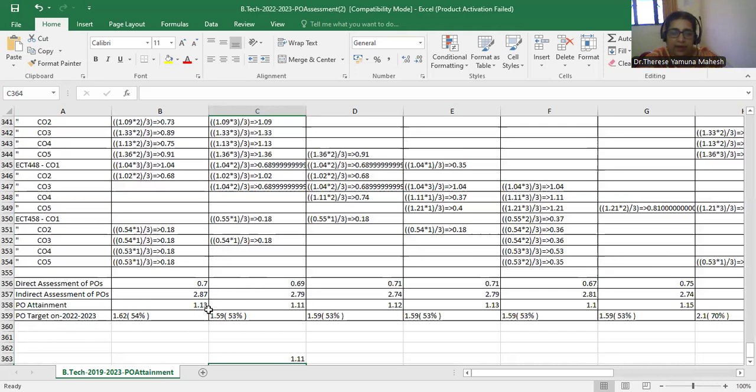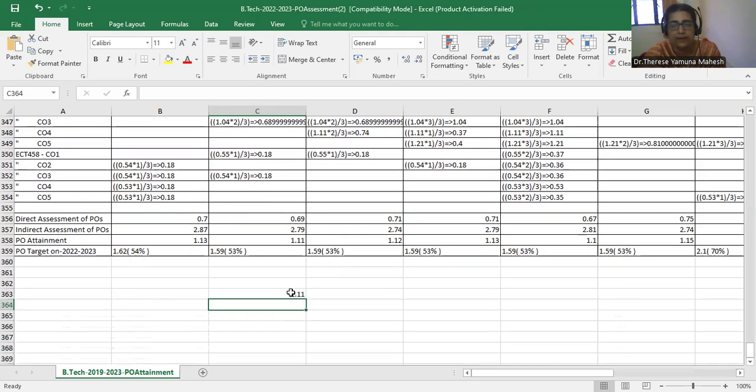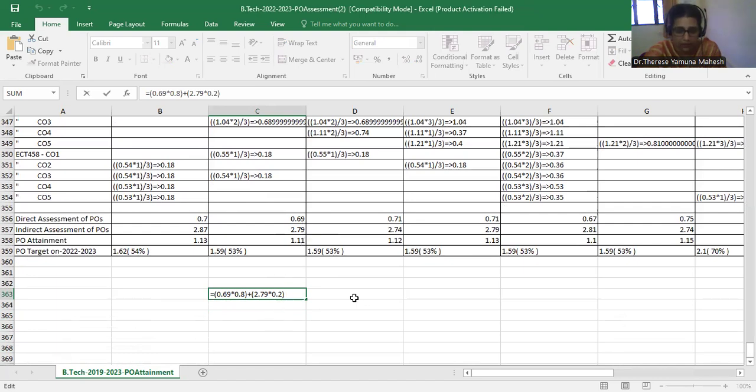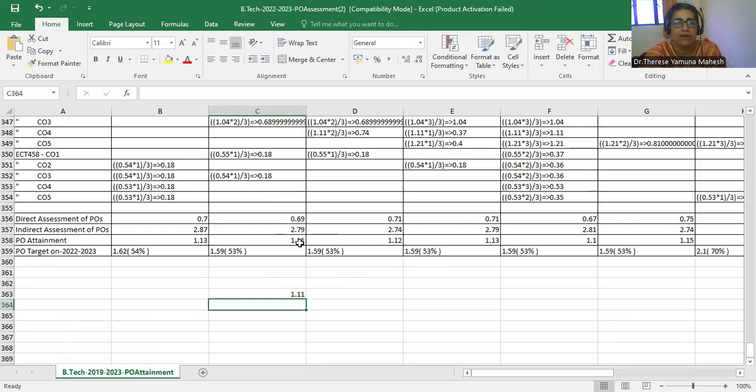So for calculating the attainment, the same procedure is followed like how we calculated for CO. That is 80% of direct assessment plus 20% of indirect assessment. I have done it here. You can see this is the direct assessment value, 0.69 into 0.8 plus 2.79 into 0.2. So that will give you 1.11. So this is the PO attainment value. And I would say that this attainment value is only based on the academics. We have not included any of the co-curricular activities in our PO attainment calculation.